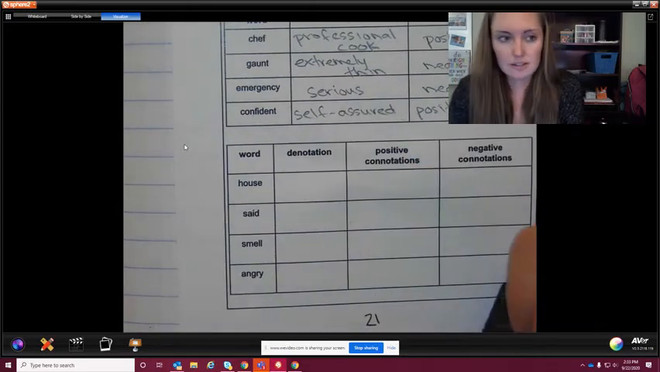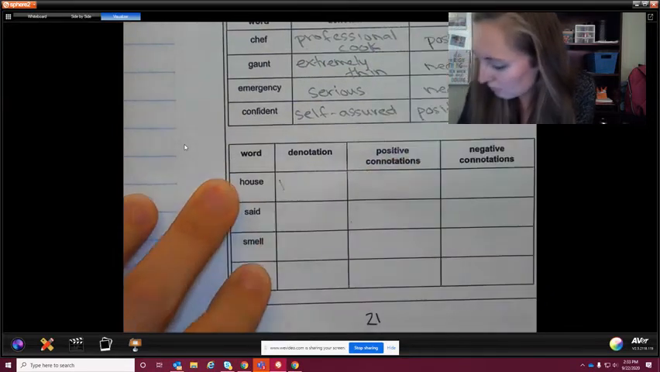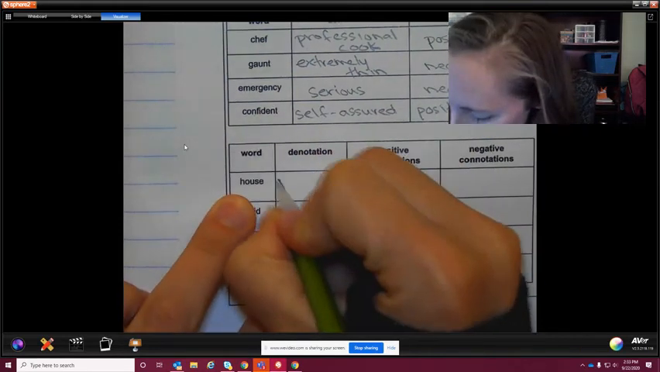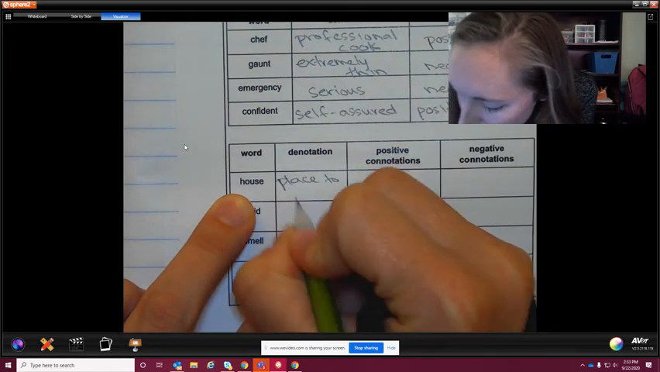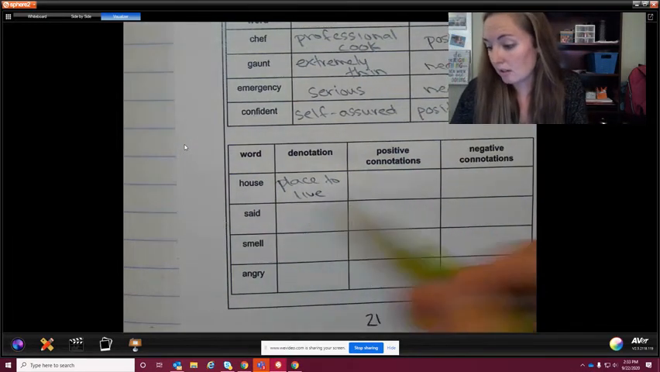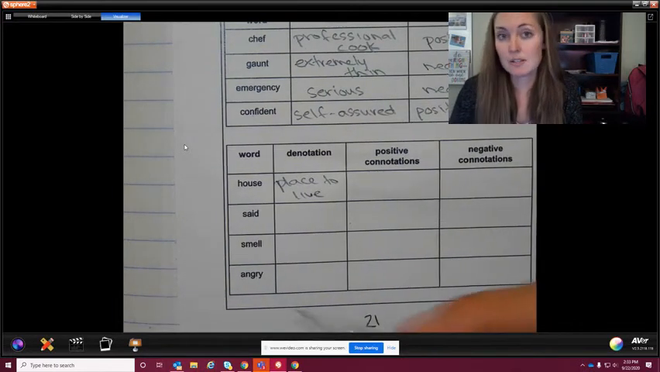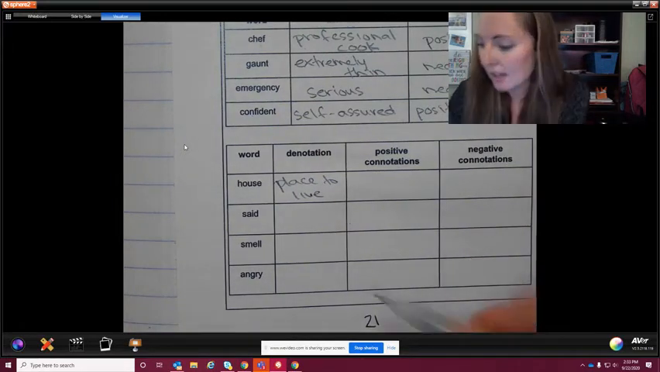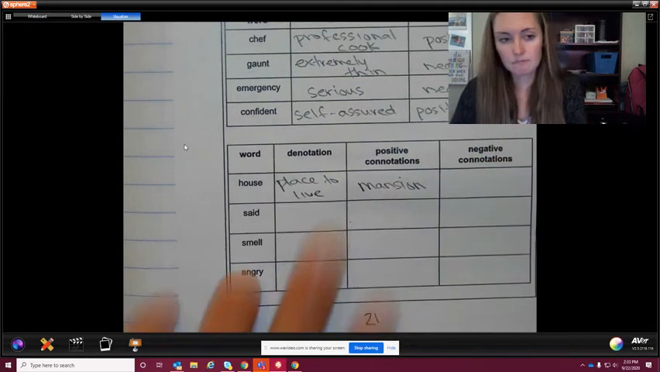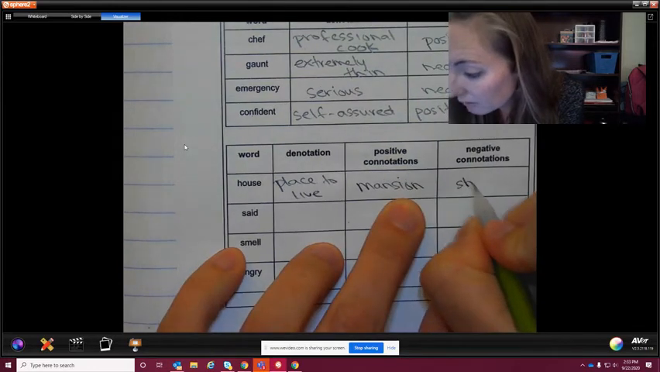So house, for instance. So denotation for that, it's a place to live. That's all it is, a place to live. So I'm going to write that. Oh, my pencil is out of lead. All right, there we go. So place to live. Okay, if I wanted to change that word and have more positive connotation to it, a positive one would be like a mansion. Okay, it's kind of fun. A negative connotation word for a place to live could maybe be like a shack.